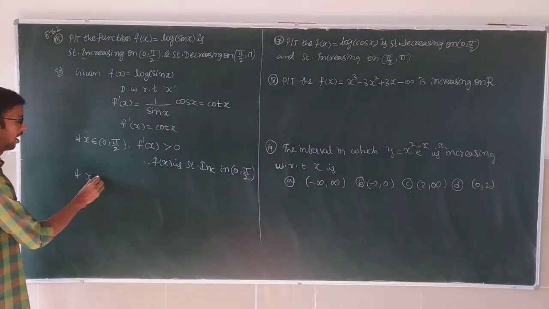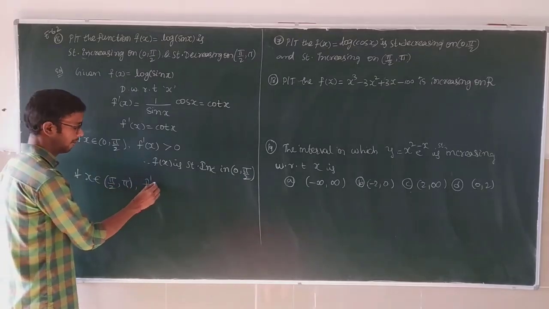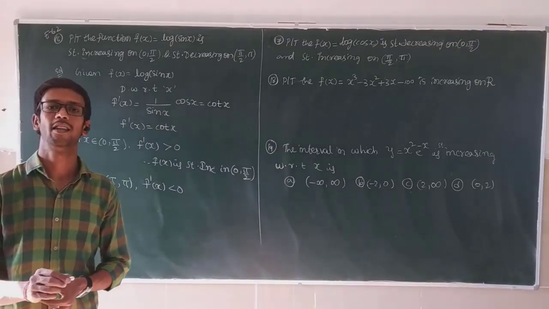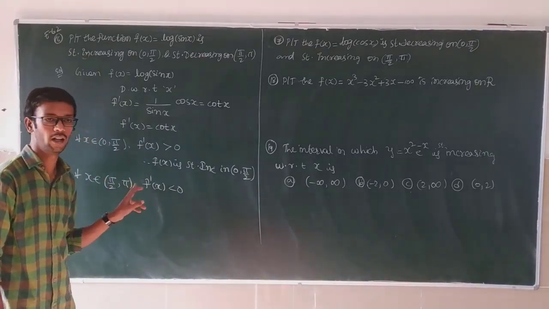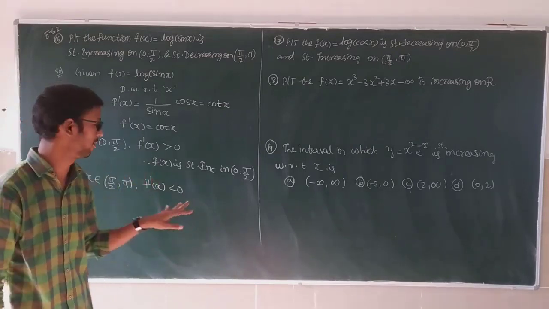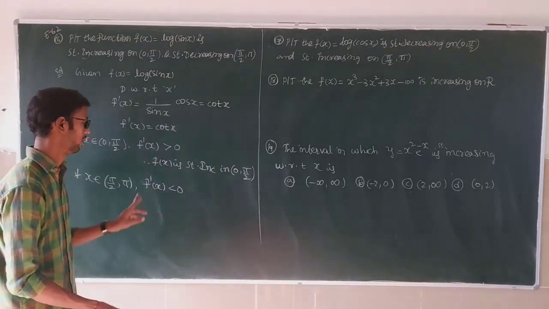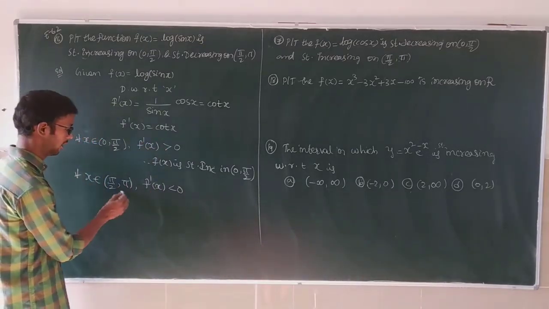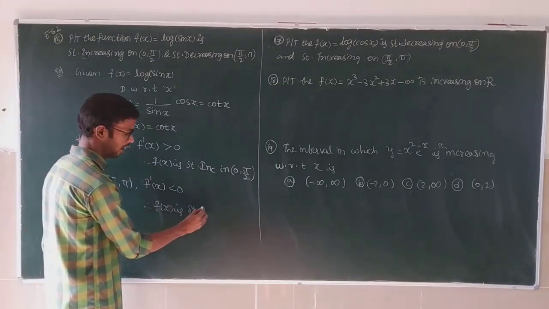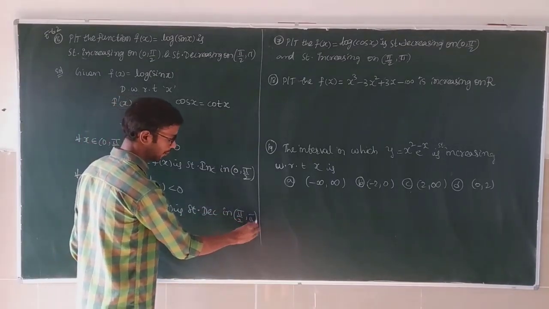For every x belonging to pi by 2 comma pi, the value of f dash is less than 0. Sir, why less than 0? Cos is negative from 90 to pi, that is 90 to 180. Cos by sin is nothing but cot, so cos being negative means cot is also negative. So f dash of x is less than 0 in this interval. F of x is strictly decreasing in pi by 2 comma pi.